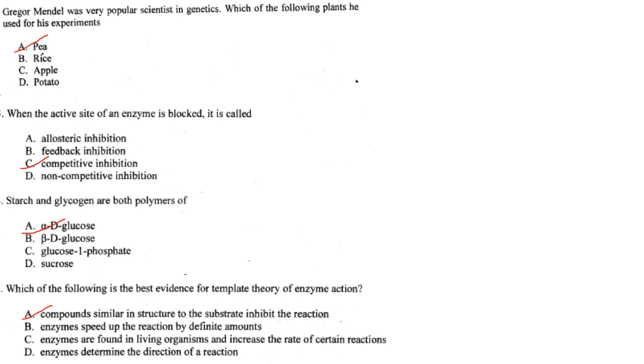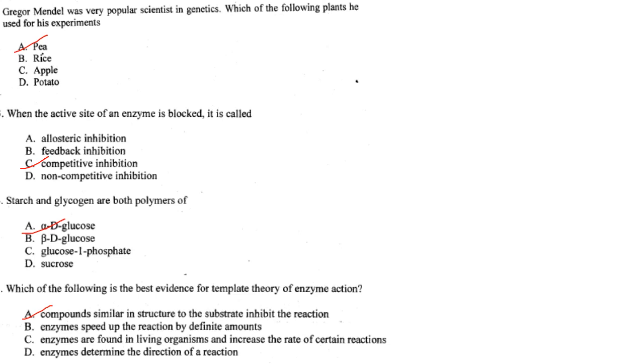When the active site of an enzyme is blocked, it is called competitive inhibition, because the presence of the inhibitor, that is the competitive inhibitor, decreases availability of the active site for the substrate. Then starch and glycogen both are polymers of alpha D glucose. Answer is option A.